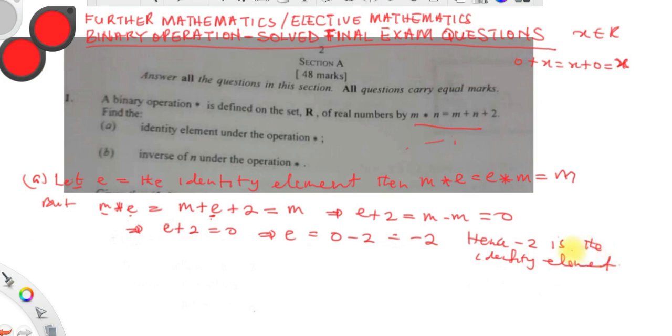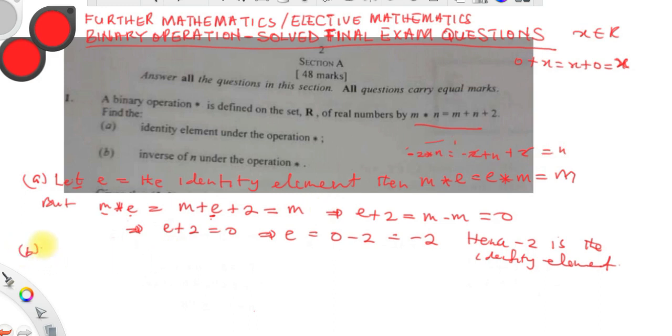Under the operation star. Yes. So if you like, you can check. So negative 2 star n is equal to negative 2 plus n plus 2. So negative 2 plus 2 will give you 0. We get n. Have you seen that? Really, negative 2 is the identity element. Yes, so that is it. Hope you are enjoying. This is not difficult at all.